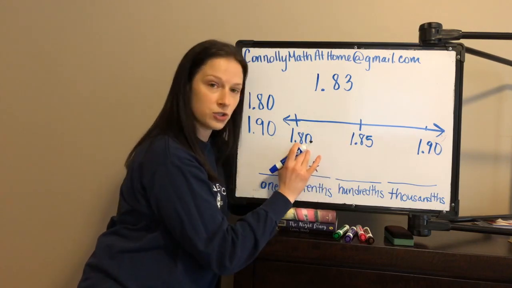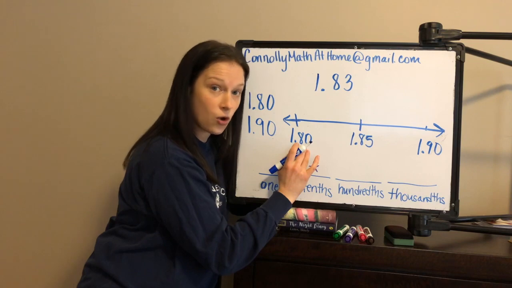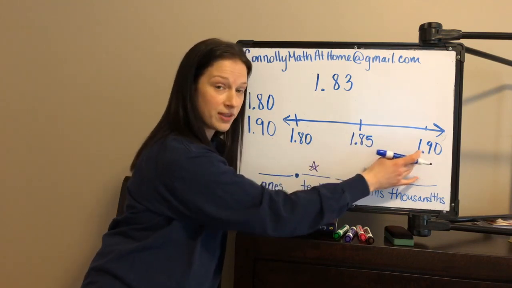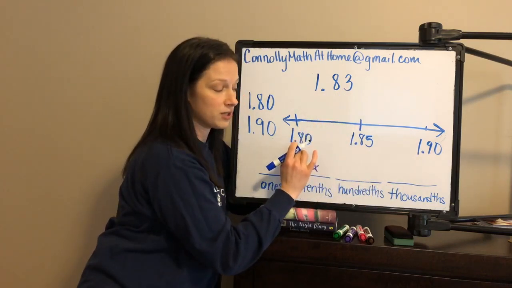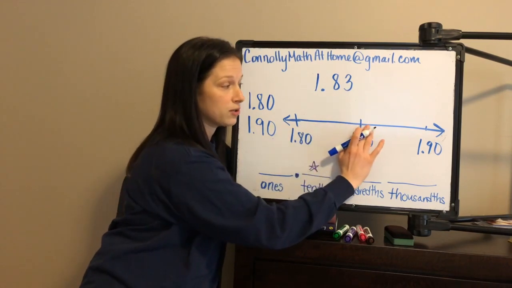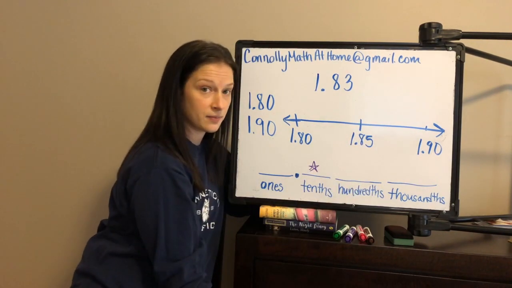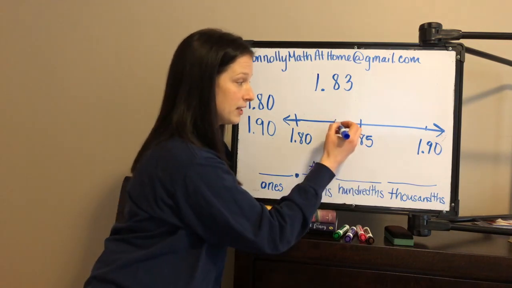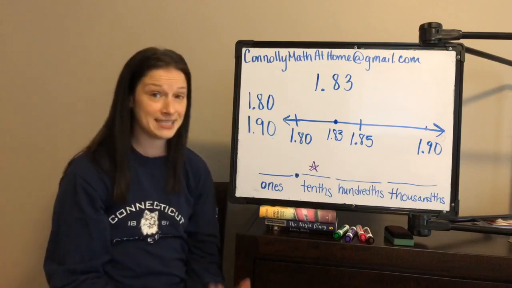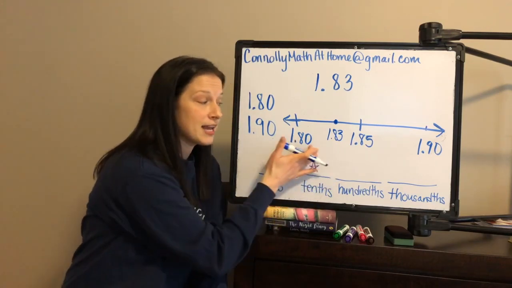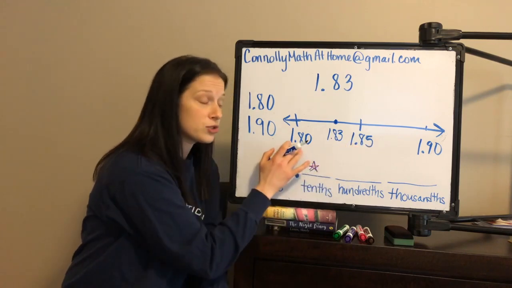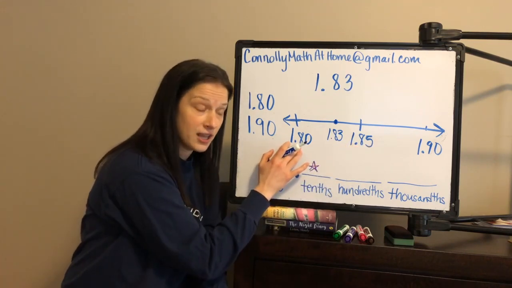So then we think about where 1 and 83 hundredths would fall on this number line. Would it be closer to 1 and 80 hundredths, or closer to 1 and 90 hundredths? Think about that for a second. I'm going to put 1 and 83 hundredths on the number line where it would approximately belong. And we see that 1 and 83 hundredths is on this side of 1 and 85 hundredths. It's less than 1 and 85 hundredths, so it's closer to 1 and 80 hundredths.